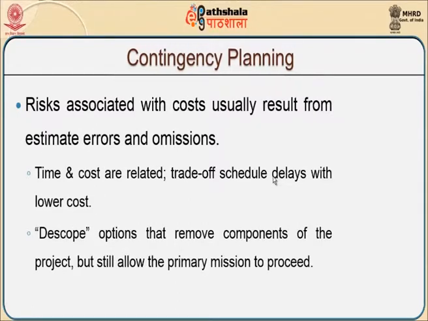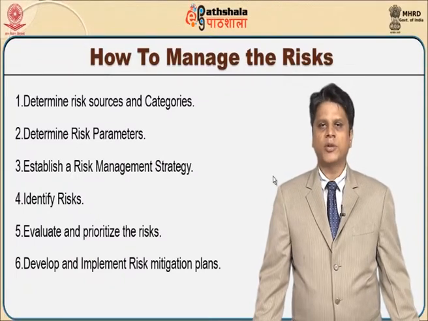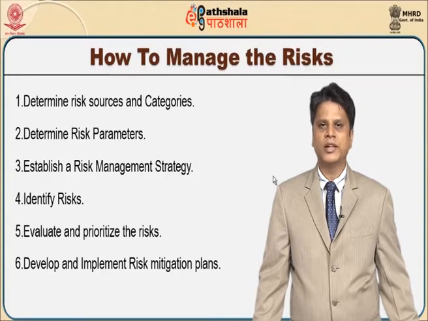Primarily, the risk associated with cost usually results from estimation errors and omissions. Time and cost are majorly related. Trade-off: schedule delays with lower cost. We should not deviate from the scope, and this option removes components of the project but still allows the primary mission to proceed. After looking at all these quantum of risk and the mitigation plans, we may have to understand how to manage these risks.